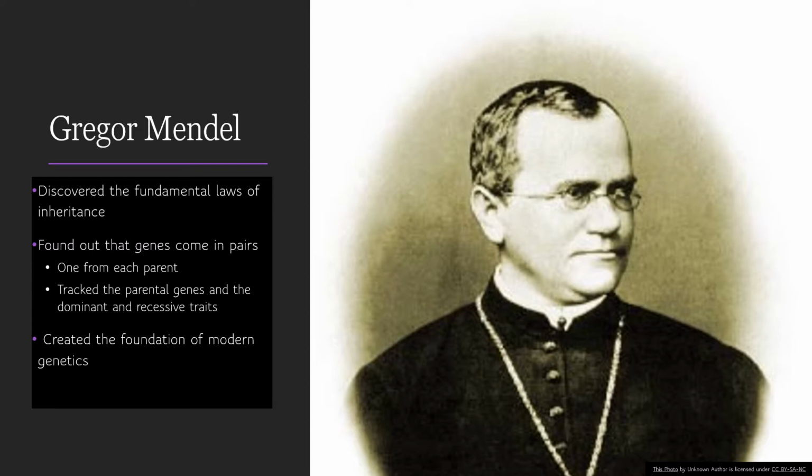He first starts us off by introducing us to Gregor Mendel and the discoveries that he found, and he found that genes come in pairs, usually one coming from each parent. Because of that, he was able to track the parental genes and see which ones were the dominant and the recessive genes. And from this, he was able to create the fundamental laws of inheritance.